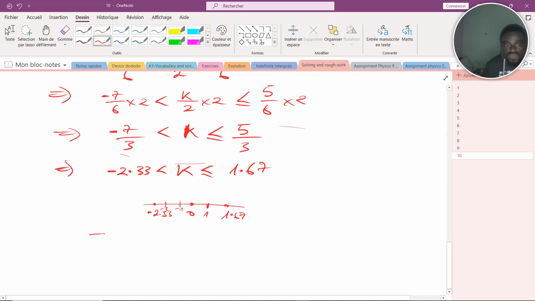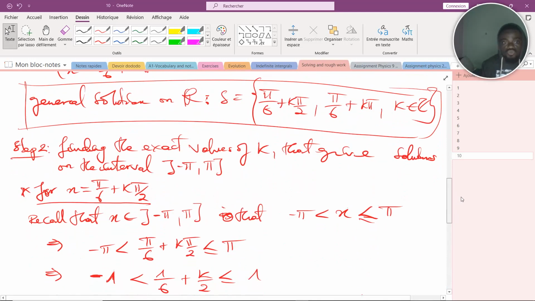So what are the integers we are supposed to take? From this, it simply implies that k must take the values -2, -1, and don't forget that 0 is an integer. They did not say k belongs to the set of integers different from 0, so 0 is also included. We have 1. So those will be the values of k that we are going to substitute inside here. You get what I'm saying? Let's do the next one.